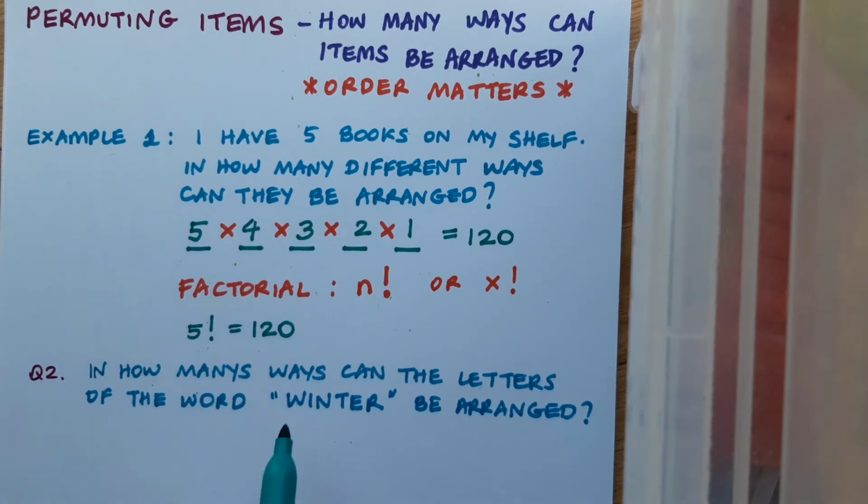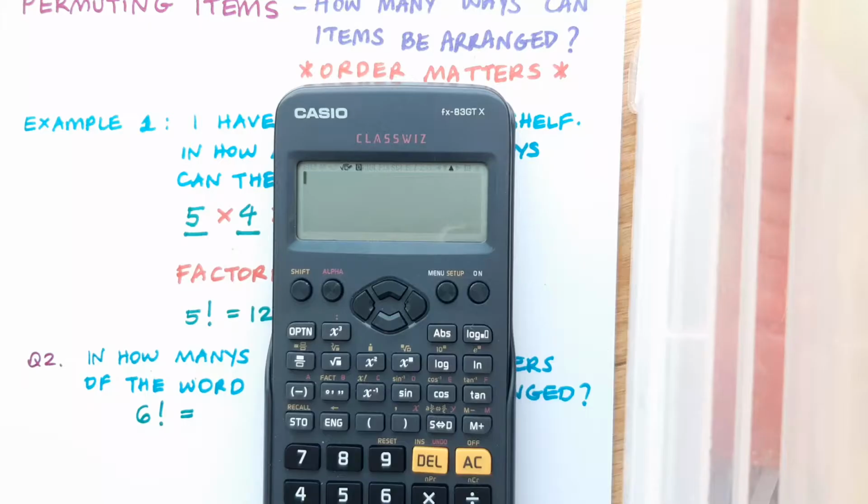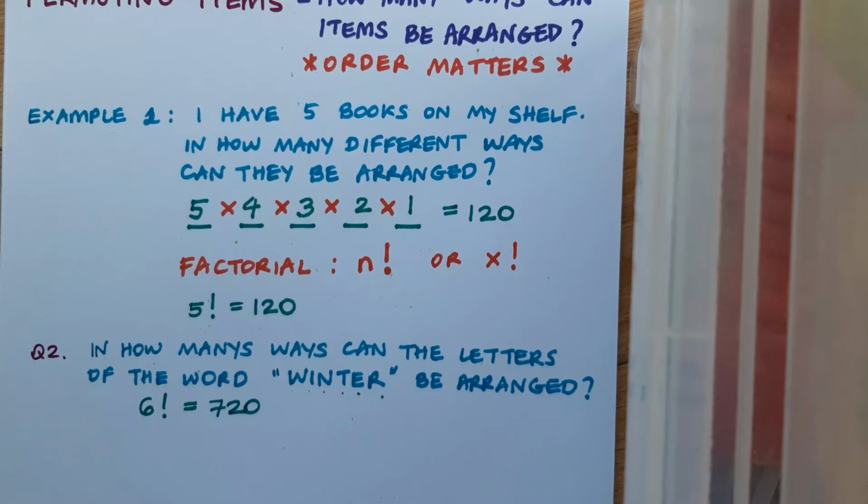So this time I've got 6 items and I want to arrange them in order. I can do my calculation in longhand like I did here, so 6 by 5 by 4 by 3 by 2 by 1. Or, slightly quicker, because it's a simple question, I can work out 6 factorial. So on the calculator that's 6 and then shift to get the factorial, equals, and it's 720.